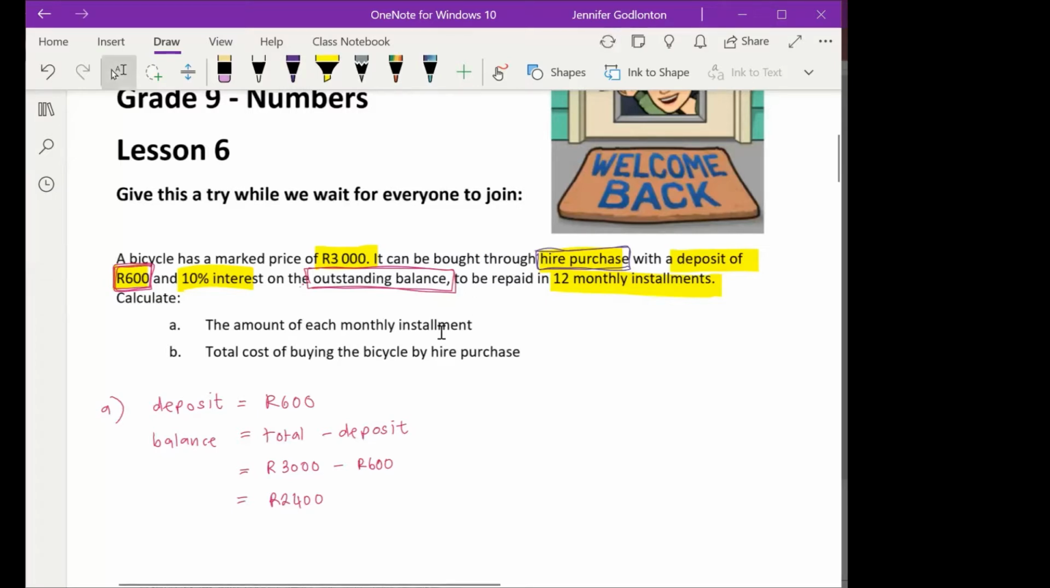Okay. Now we have to deal with the fact that we have hire purchase involved. And we know, because we are smart people, that hire purchase is simple interest. Who remembers the simple interest formula? Remember, you can type it or you can unmute and say it for me. Tiana?